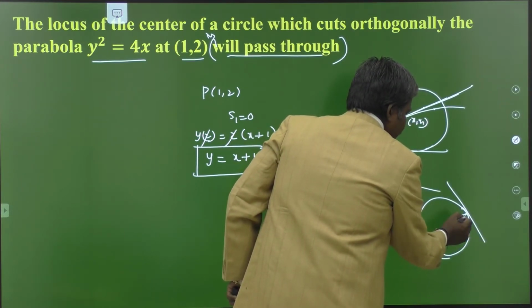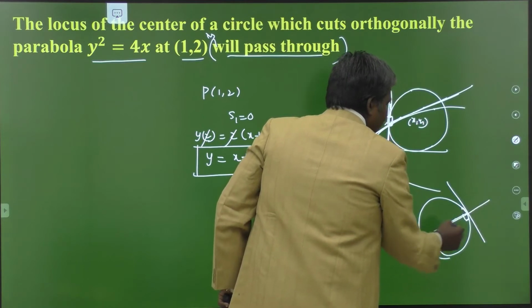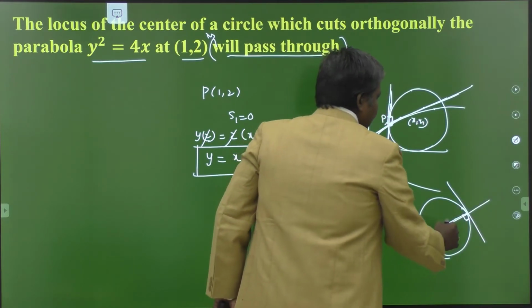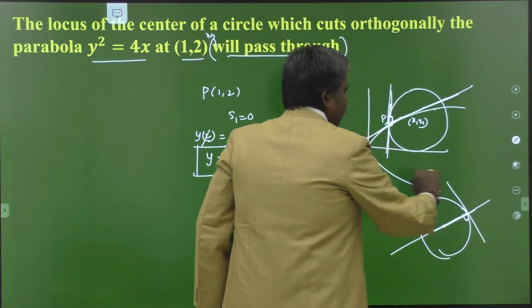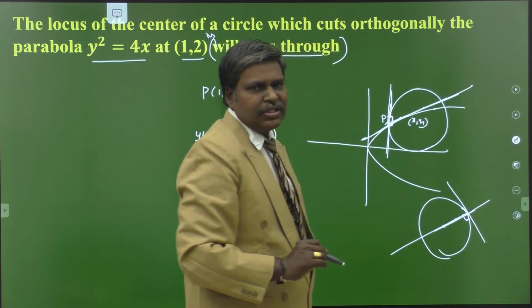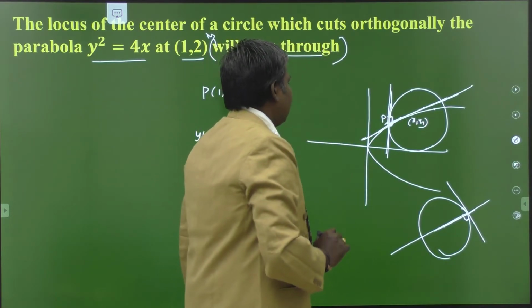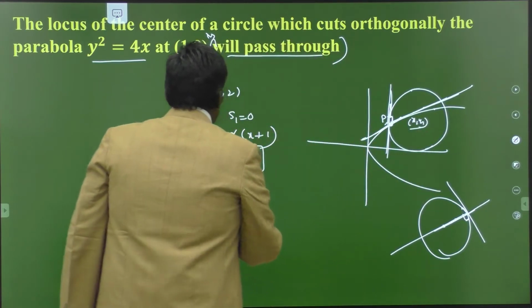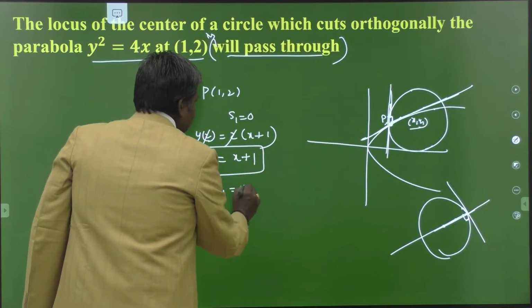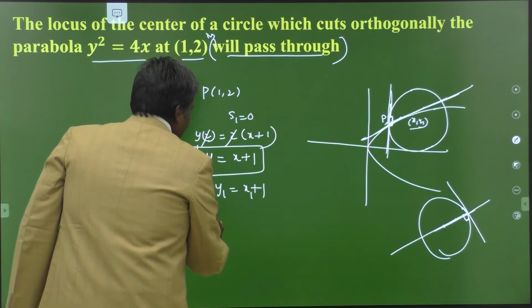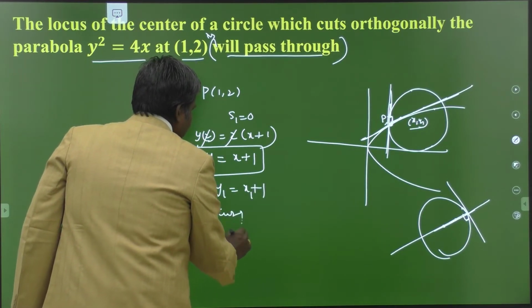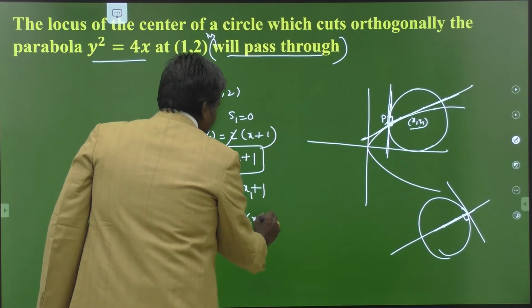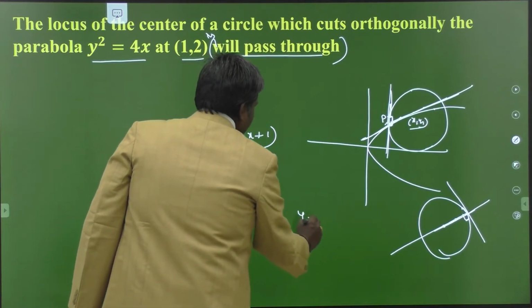All of you know this condition. Therefore, this is the line which is tangent to the parabola. At the same time, this is normal to the circle. Every normal must and should be passing through the center of the circle. Therefore, we substitute the center of the circle here itself. y1 is equal to x1 plus 1. Therefore, again the locus of (x1, y1) is y is equal to x plus 1.